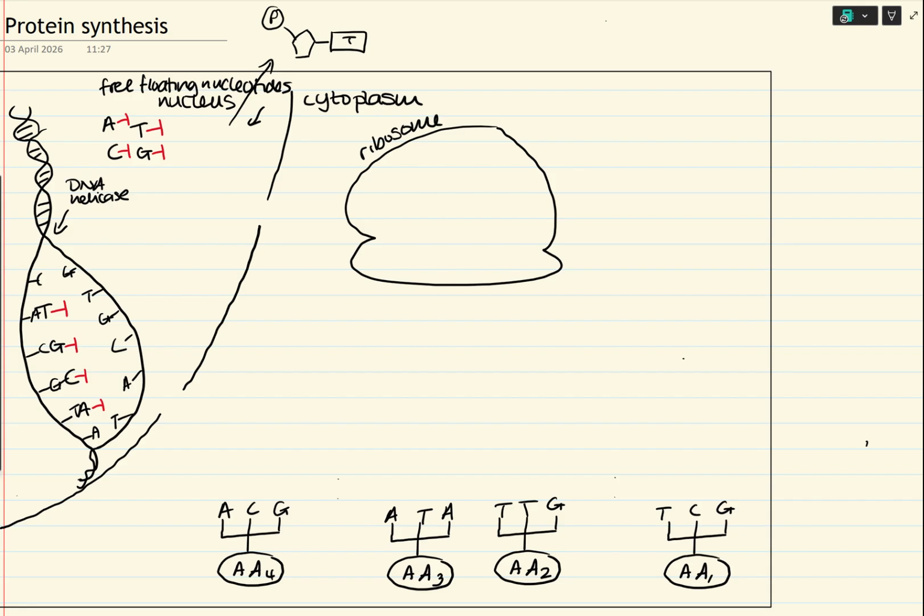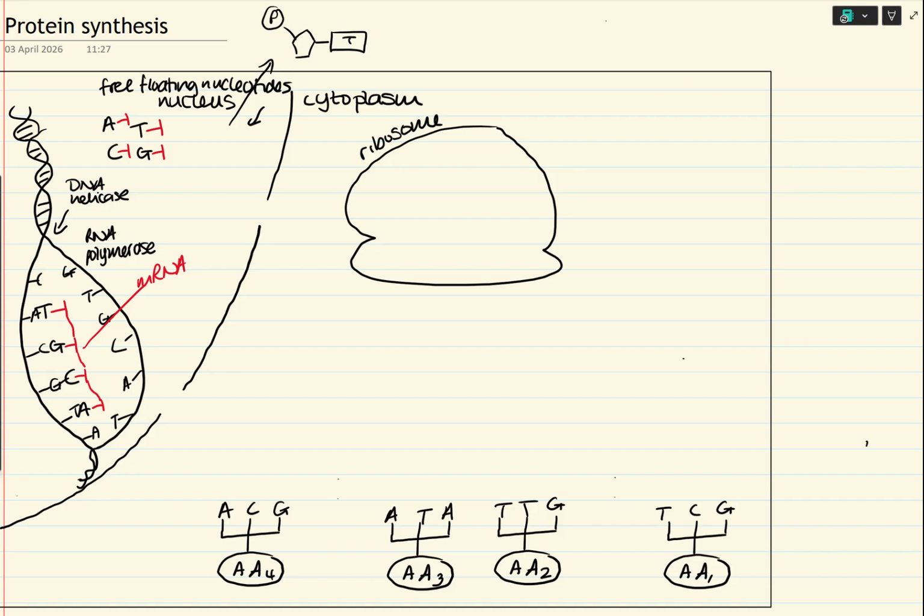So along comes another enzyme called RNA polymerase. And what RNA polymerase does is it makes these nucleotides that are next to each other join together, making messenger RNA. This is messenger RNA. Now what happens with this messenger RNA, it's got the sequence of bases that we need. We need to get that now to the ribosome.